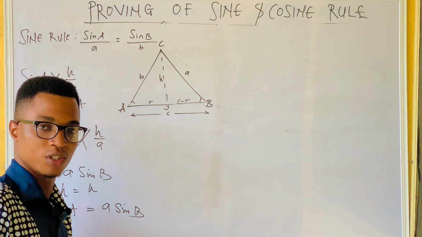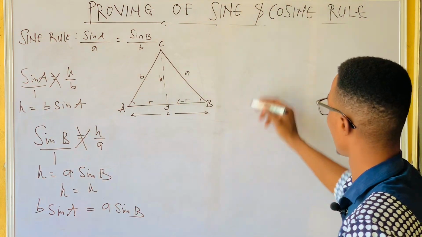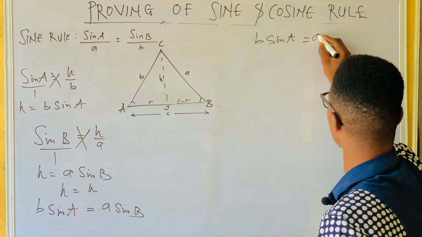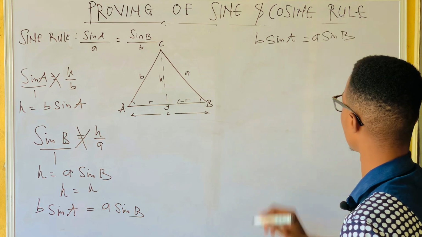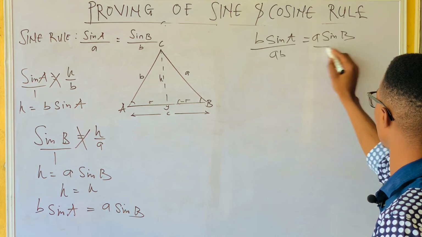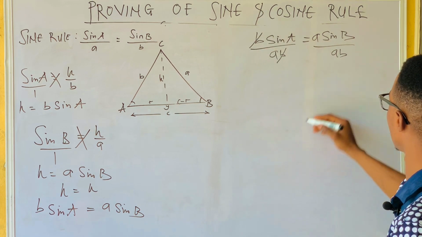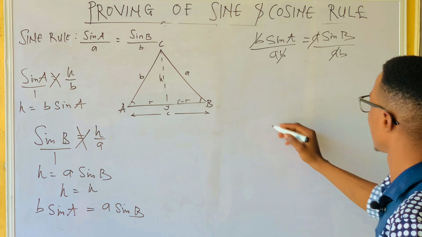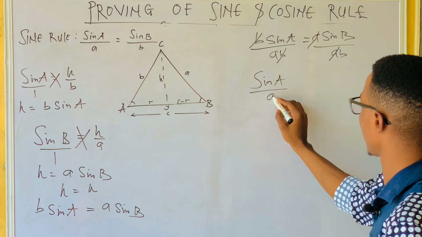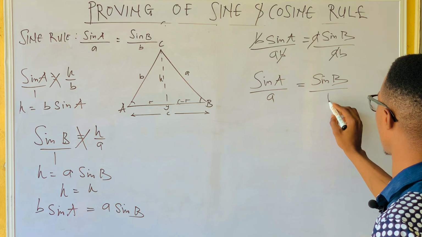The next step is to divide through by ab, where we have b sine A is equal to a sine B. We need to divide through by ab. This cancels this and this cancels this. Therefore, we have sine A over a is equal to sine B over b.